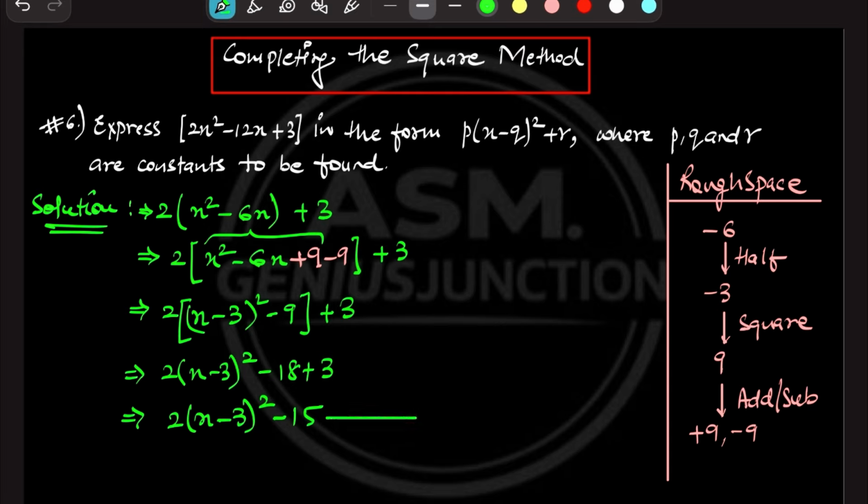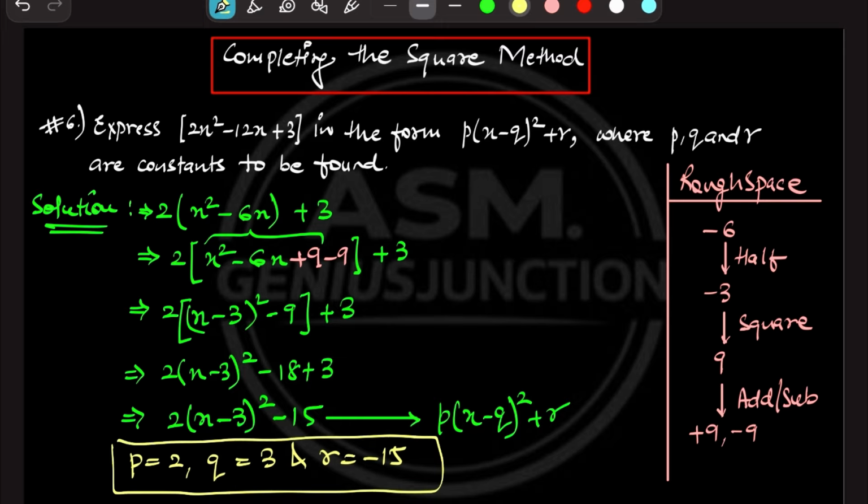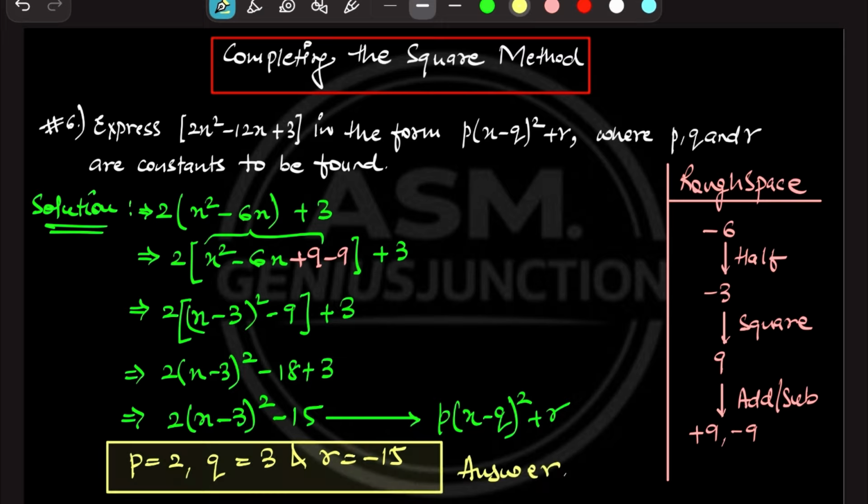When I compare it with the expression required in this question, I get p equals 2, q equals 3, and r equals minus 15, right? So this is your solution. Please pause the video, note down the solution so that we can move on. This is a very important concept of completing the square method in quadratics.